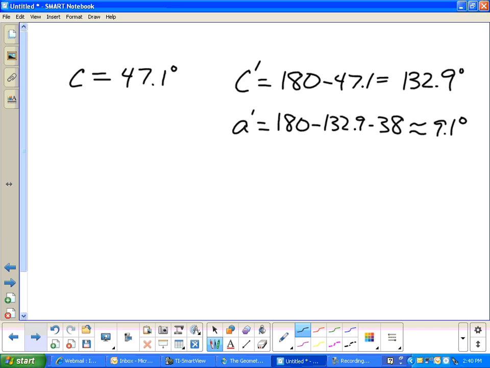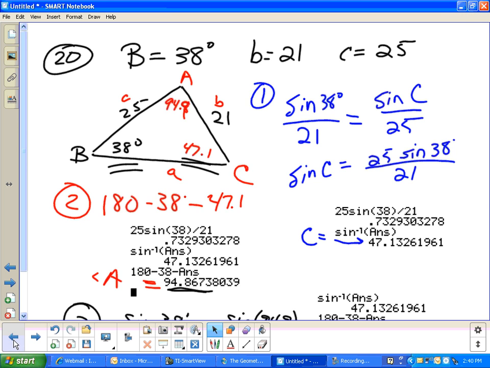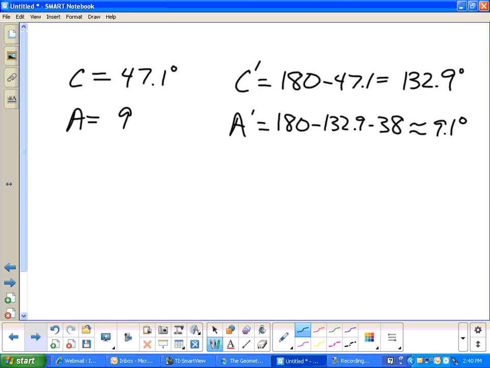Oh, I'm sorry, it should be a capital A. I'm talking about angle A. Angle A is 9.1 degrees. Angle C is 132.9. Over here, you said A was 94.9. Look, angle B in both cases is 38 degrees. That's not changing.